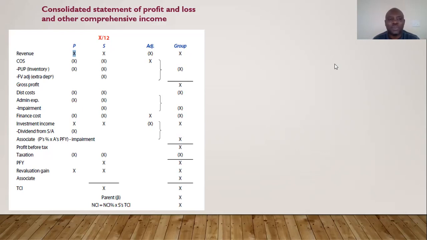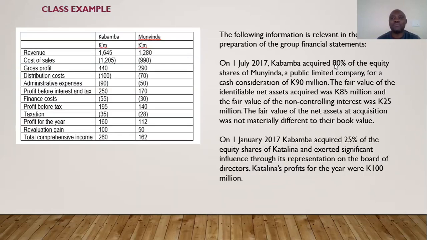Then when you go down, you have the parent, which is basically the balancing figure. So you have your total comprehensive income, then your NCI, which is basically a percentage of your total comprehensive income of your subsidiary, the part that is on the subsidiaries. So just that NCI. The balance that goes to the parent company will be a balancing figure. So let's do it together.